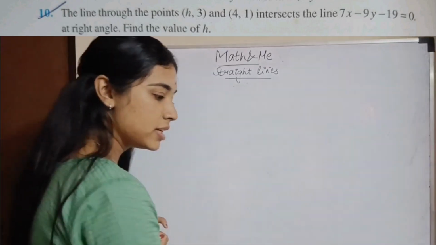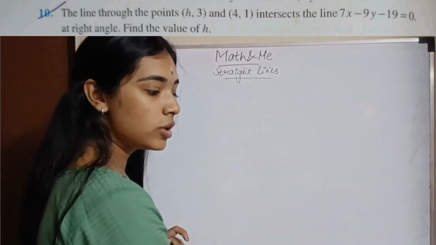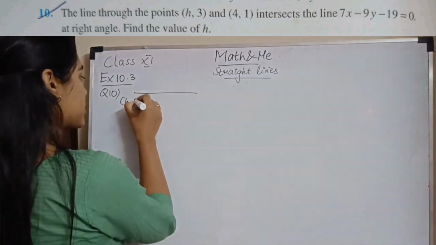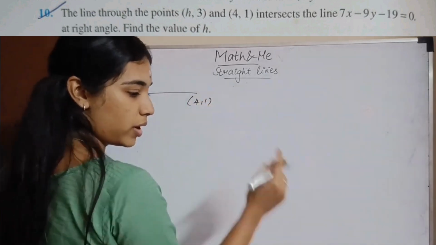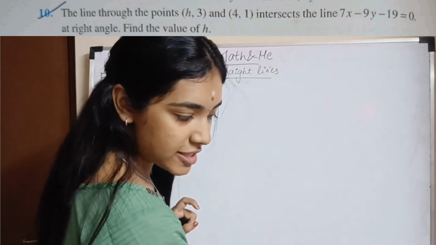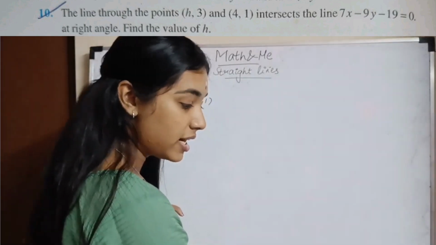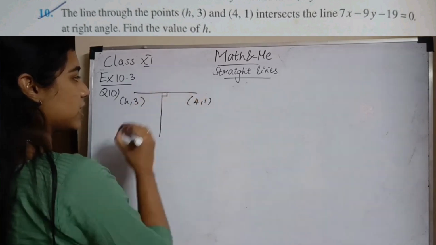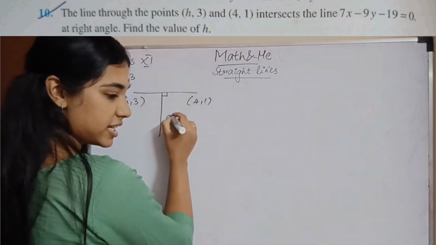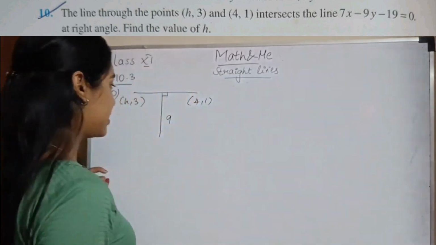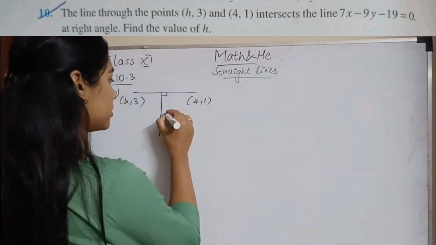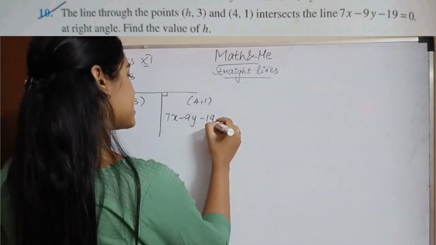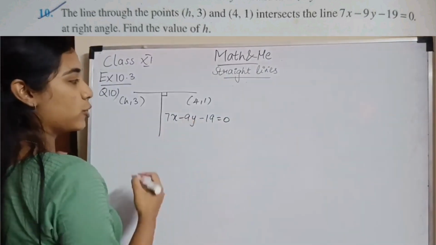Question number 10. So what does the question say? The line through the points (h, 3) and (4, 1) intersects the line 7x minus 9y minus 19 equals 0 at right angle. So there's another line. This particular line intersects this line, which has an equation of 7x minus 9y minus 19 equals 0. Find the value of h.